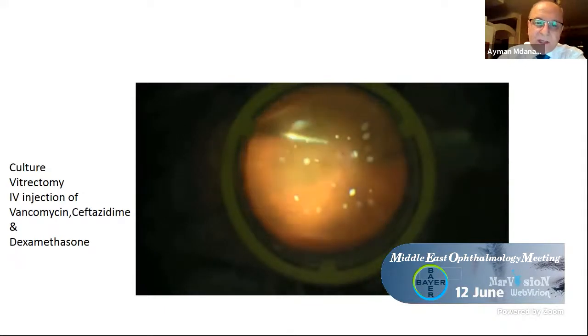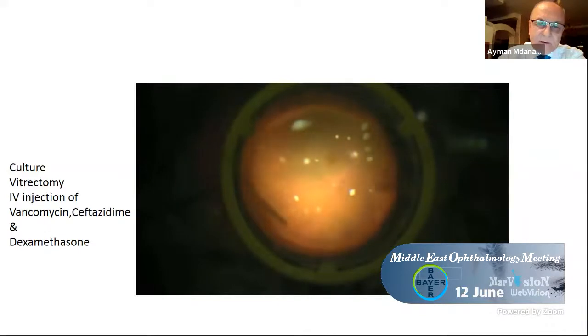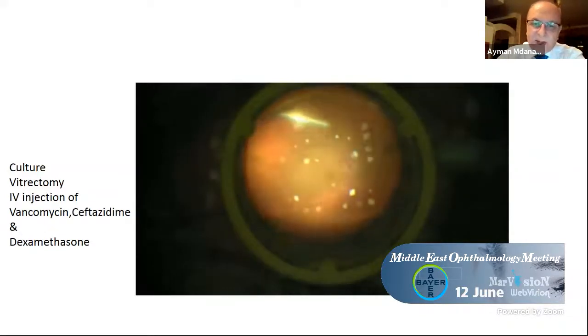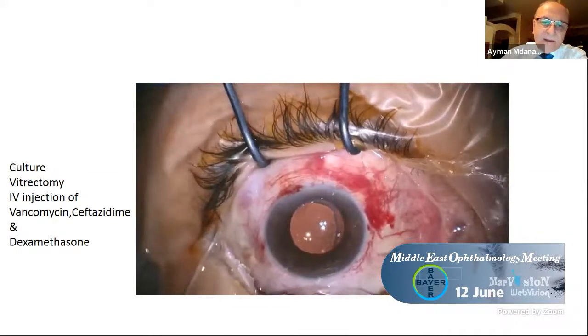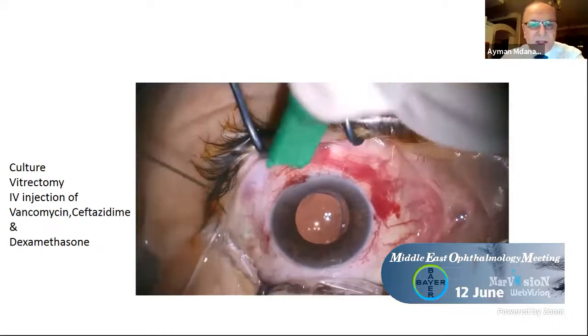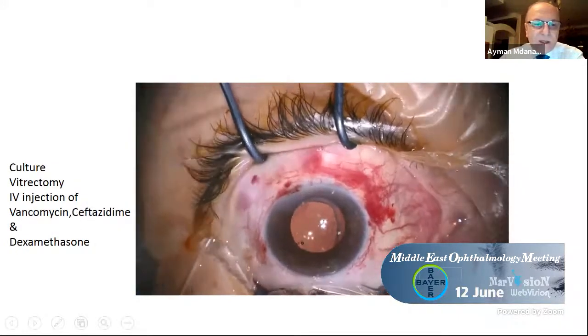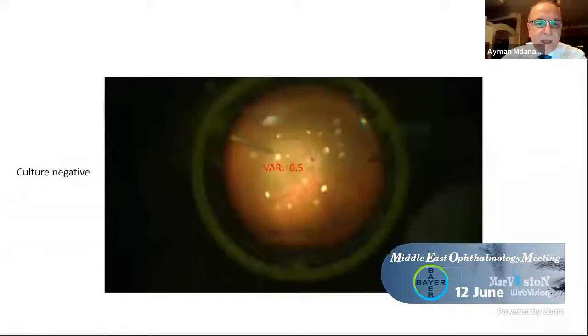I used to indent and remove the vitreous and the pus from the retinal periphery if I can, under vision. It's very important, as I said, not to injure your retina. At the end, I inject my antibiotic and I inject 0.4 milligram of dexamethasone. This was the result. The patient went back to 0.5 vision. This was her baseline vision before infection.